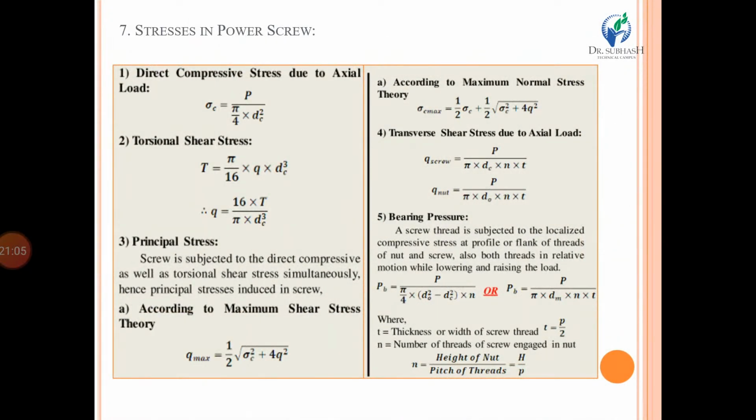Then the last part that we are going to discuss is about the types of stress. Of course, due to direct load, the first type of stress is direct compressive stress, that is P upon cross-sectional area. Secondly, our power screw is also transmitting torque, so definitely torsional shear stress is also there. So torsional shear stress τ is equal to 16 T upon π dc cube. And then after that, principal stress comes into the picture. Actually, many theories have been invented by many scientists and engineers, like the maximum shear stress theory and the maximum normal stress theory.